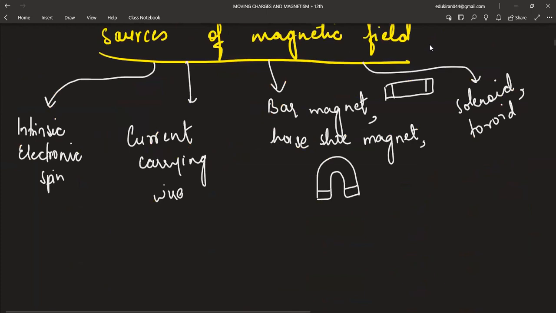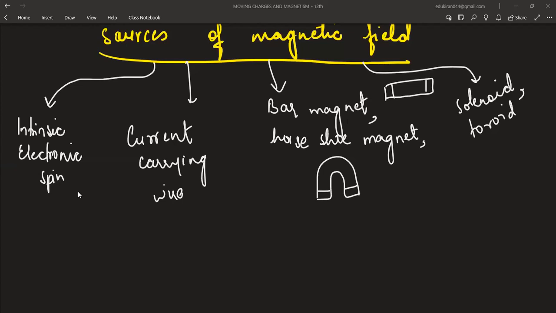And this is very important for your basics. You should be aware of what all things can produce a magnetic field. Now look here, class. The first point is written as intrinsic electronic spin. In class 11th, you must have done that chapter, I think in structure of atom only.